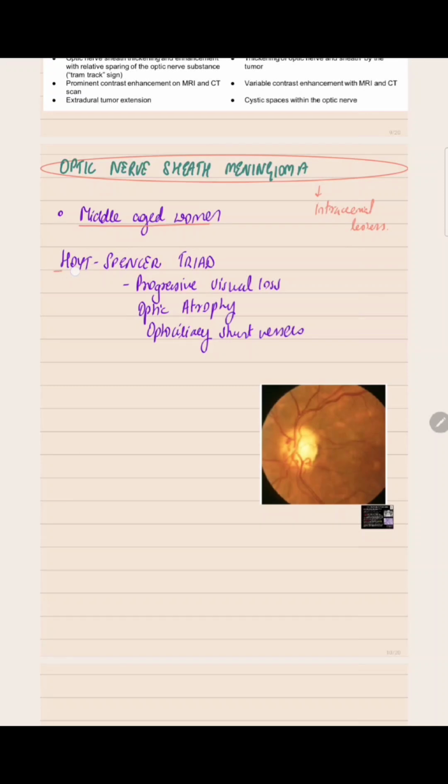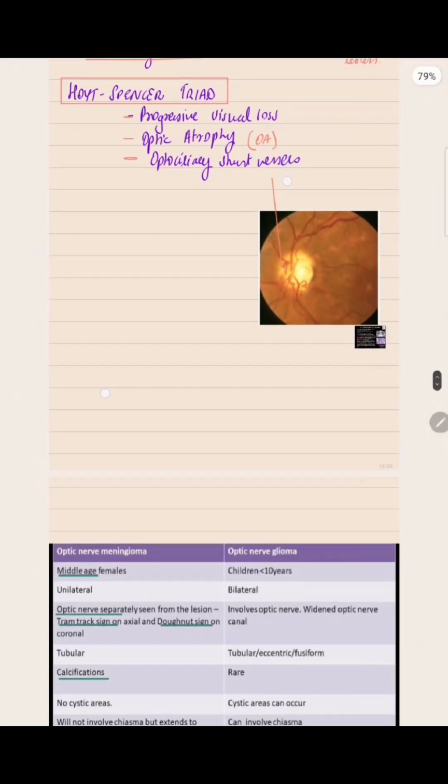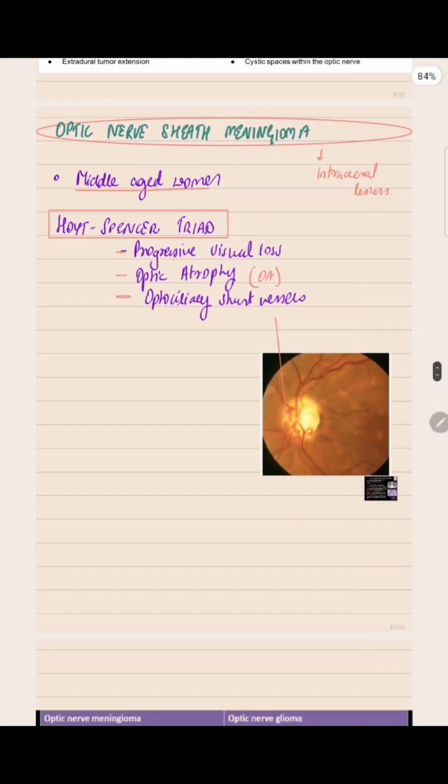There is the classic Hoyt-Spencer triad, where the patient will have progressive visual loss, optic atrophy and optociliary shunts. These are the optociliary shunts. Because of retinal ischemia, in order to preserve the retinal circulation, there will be anastomosis between the choroidal and retinal circulation, known as the optociliary shunt. There will also be restricted motility defects, particularly in upgaze, and proptosis.